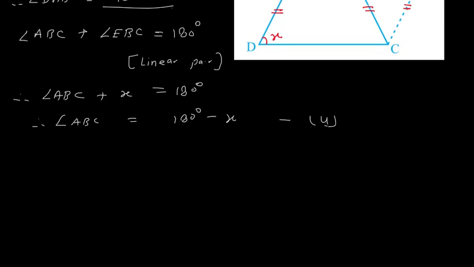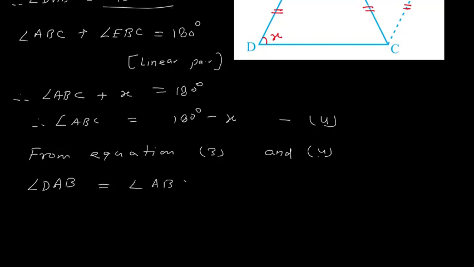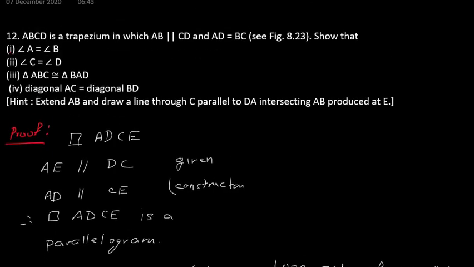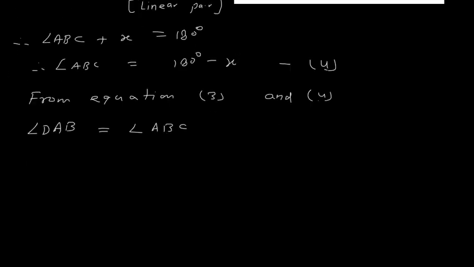Now if you see equation 3 and equation 4, from equation 3 and 4, equation 3 angle DAB is 180 minus x, equation 4 angle ABC is 180 minus x. So from equation 3 and 4 we have angle DAB is equal to angle ABC. So DAB is equal to ABC. So we have proved this first part. Okay. So as we have proved, let us put it in the box.